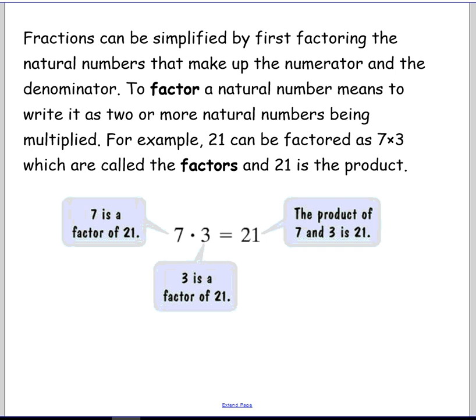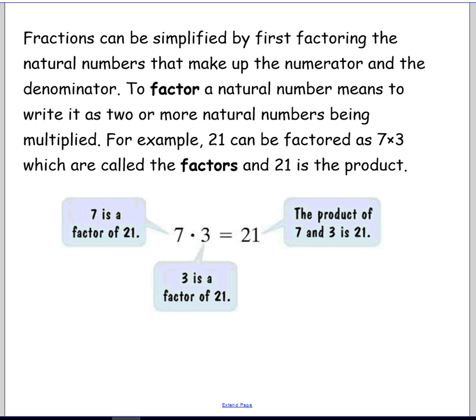Fractions can be simplified by first factoring the natural numbers that make up the numerator and the denominator. To factor a natural number means to write it as 2 or more natural numbers being multiplied. For example, 21 can be factored as 7 times 3, which are called factors, and 21 is the product. So notice the example. 7 is a factor of 21, and 3 is a factor of 21, and the product of 7 and 3 is 21.